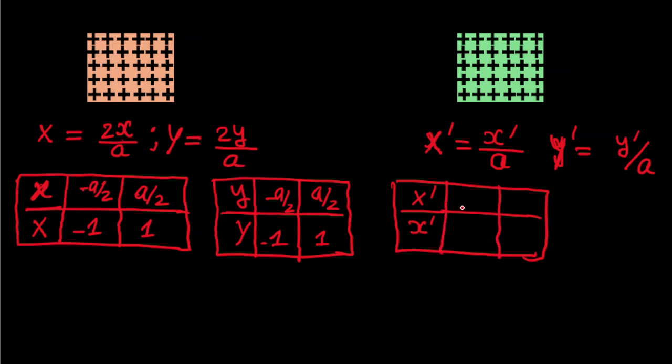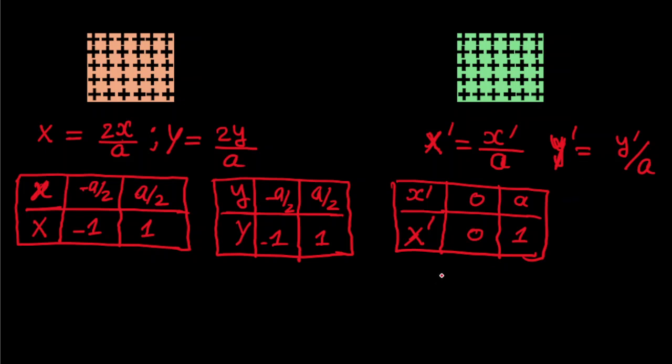In the second integration, the limit was from 0 to a. So replace this first. Here write small x prime, and here you write capital X prime. So when x prime is equal to 0, capital X prime will also be 0. And if you put x prime equal to a, then capital X prime will be 1.